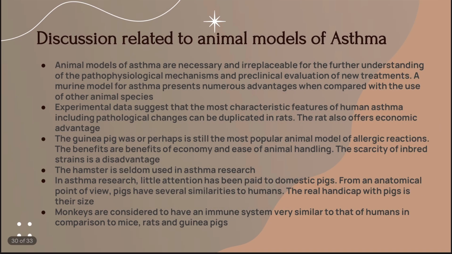Now coming to the discussion which is related to the animal models of asthma. So animal models of asthma are necessary and are irreplaceable. As I have already mentioned, even though we have simpler methods like biomimetic models, still we need these complex models to look for the complex physiological process. And experimental data suggests that most characteristic features of human asthma can be replicated in the rats. So the rats can be used and they are also easy to maintain, so we will get an economic advantage also. Next, guinea pig, perhaps the most popular animal model for allergic reaction. It is being used for the screening of the drugs for asthma and also for COPD.